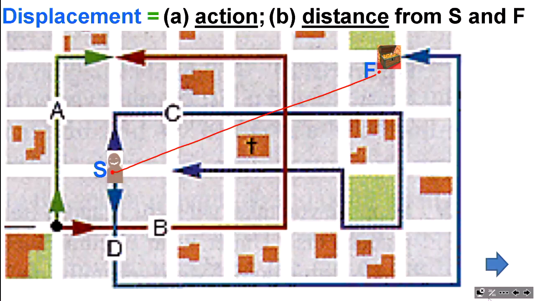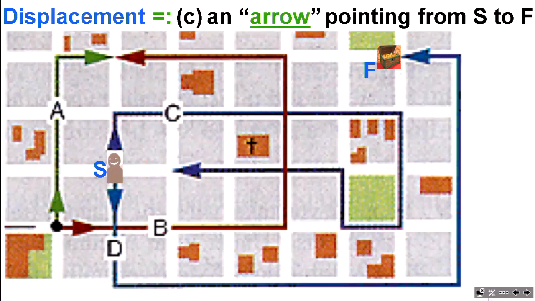But an official definition of a displacement is this. A displacement is an arrow which begins at the initial location and ends at the final location of an object, points from initial to final. An arrow, like this. So find the displacement means find that arrow.